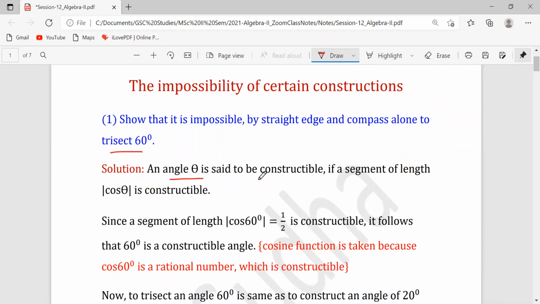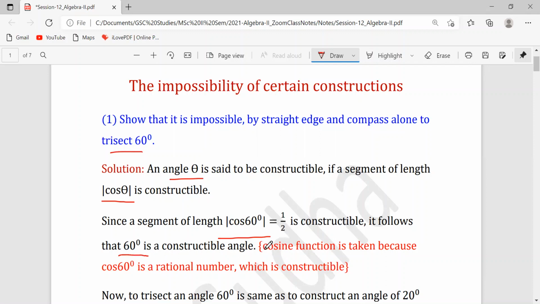An angle theta is said to be constructible if a line segment of length |cos theta| is constructible. Here you can take any other trigonometric ratio also. Since a segment of length |cos 60|, which is equal to half, is constructible, because half being a rational number, it is constructible. Since cos 60 is constructible, it follows that 60 degrees is constructible.